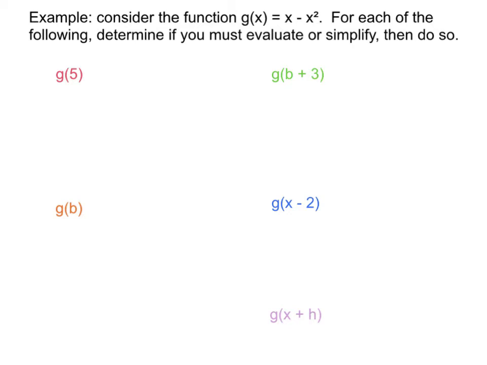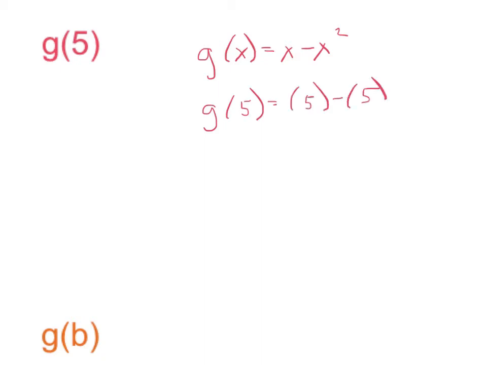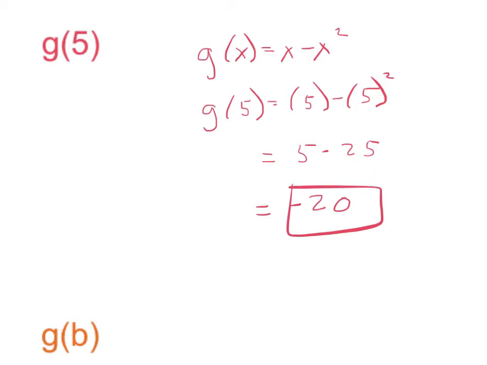The first one we'll do is g of 5, right? So we'll zoom in here a little bit. How am I going to do g of 5? Well, g of 5 means I take my function g of x equals x minus x squared, and I plug in 5 everywhere that I see an x, which means 5 minus 5 squared, which means 5 minus 25, which means negative 20. Right? So in this case, I was able to evaluate this expression because I was able to come up with a number for the problem.